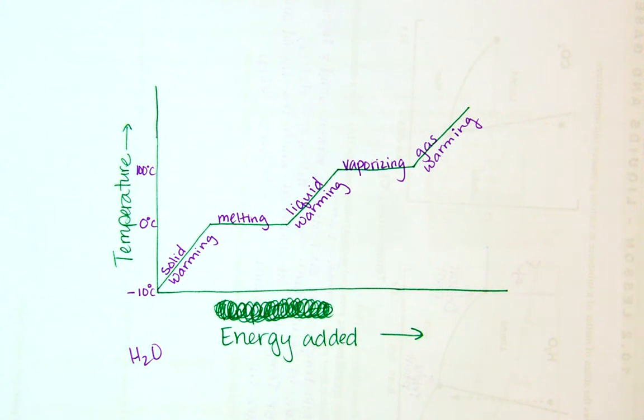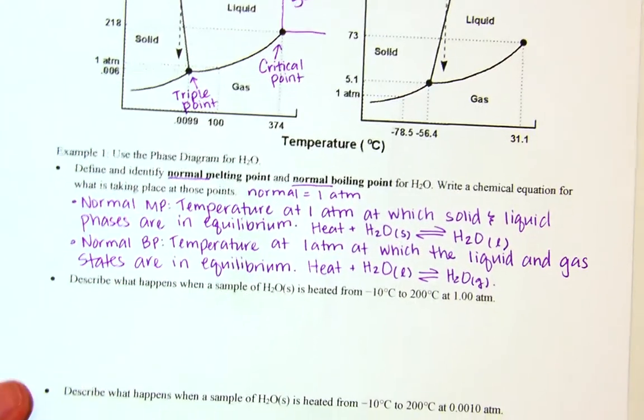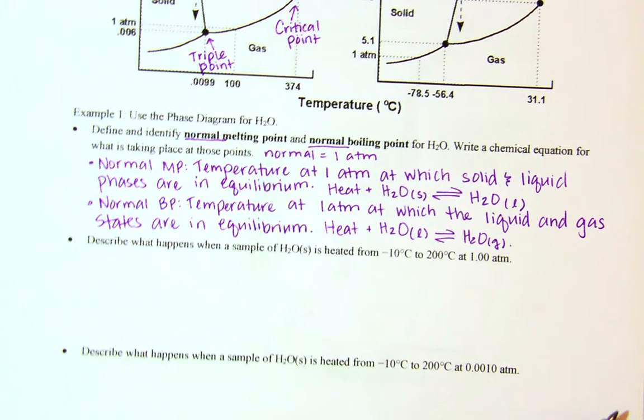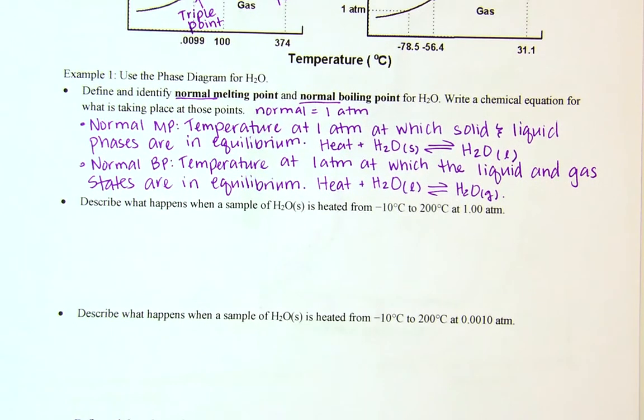I suggest that you sketch this out for yourself on another sheet of paper and maybe just stick it with your notes. Okay, moving on. So we're going to go ahead and explain how that happened in words. Describe what happens when that sample of H2O is heated from negative 10 to 0 degrees Celsius. So I'm just going to paraphrase what we just wrote on the other side.